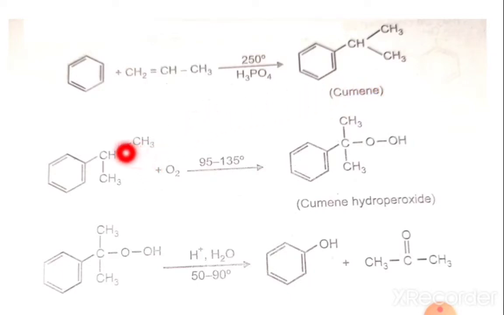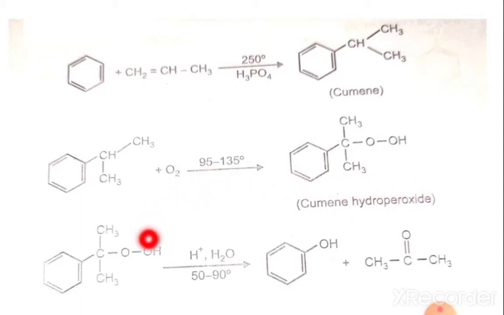Now in the next step, this isopropyl benzene undergoes oxidation in the presence of O2, heated at 95 to 135 degrees Celsius, and we get the cumene hydroperoxide. That means oxygen, oxygen, OOH. This linkage is called hydroperoxide. Therefore, the overall name of this molecule is cumene hydroperoxide.